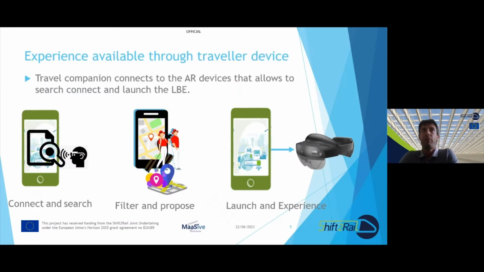So during his trip, while waiting for his train, the traveler uses the travel companion application on his smartphone, which is connected to the augmented reality device. The travel companion application gets the list of available location-based experiences and filters them according to the traveler position. Finally, the traveler selects the experience and starts it from the smartphone application, and the experience is executed on the mixed reality or augmented reality device.